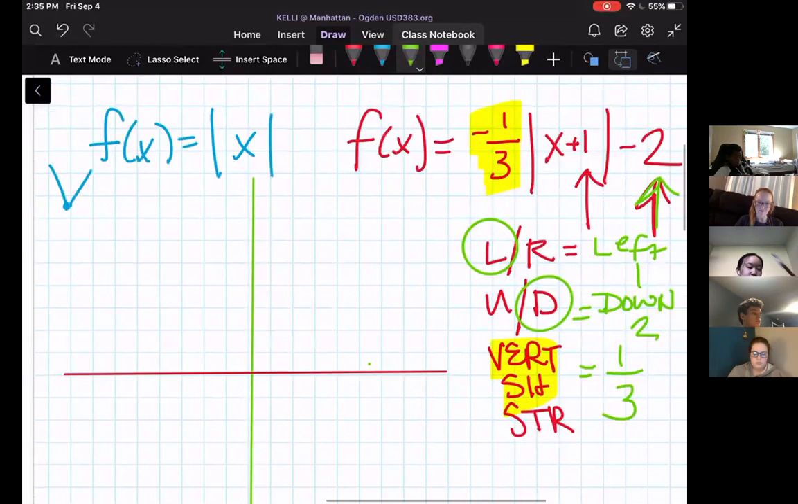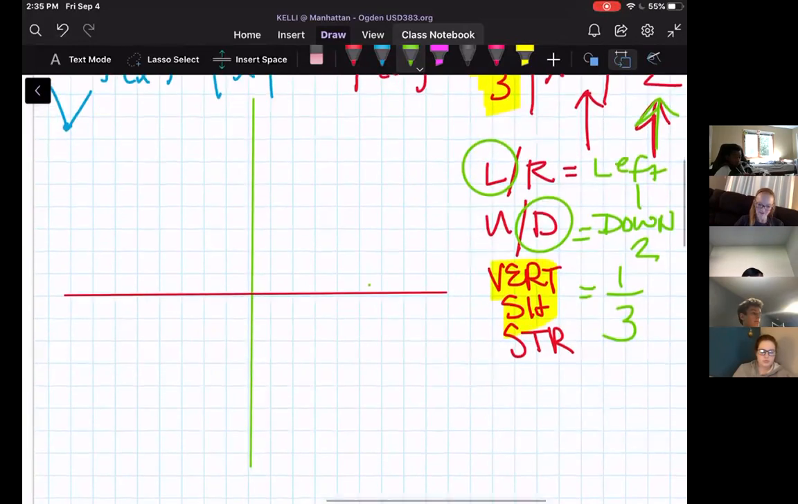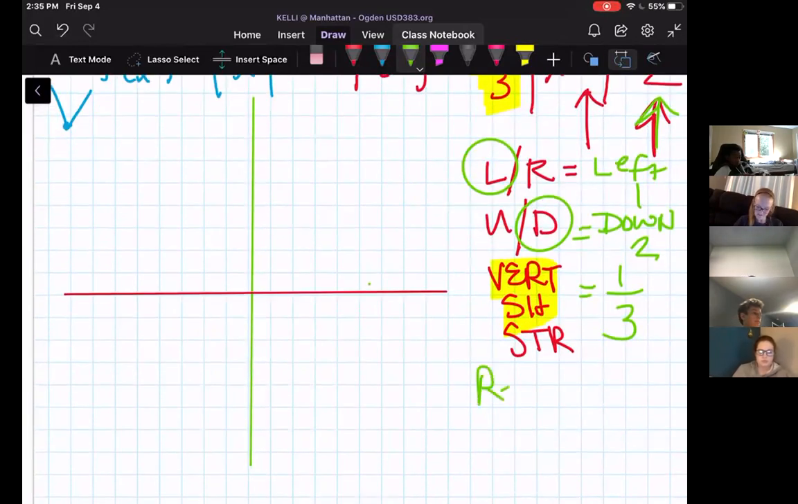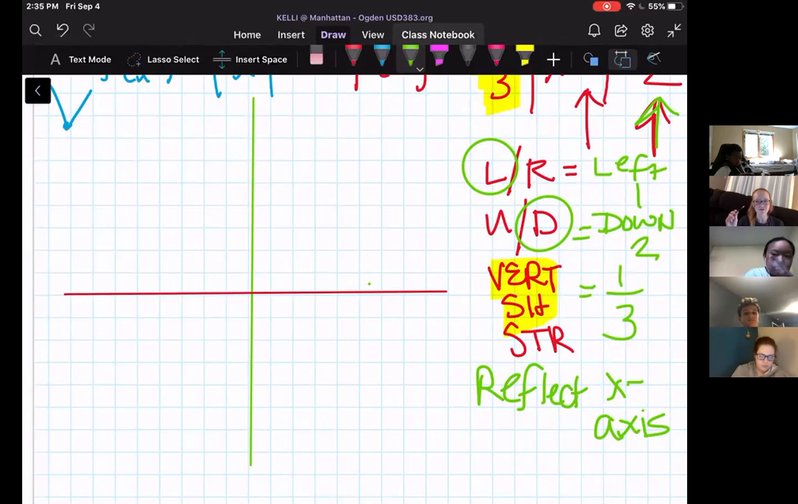What's the negative tell me? Reflecting. It'll flip. Yeah, it's reflecting. Good. It's flipping on the x-axis. It doesn't ask you to graph it, but you have to really be able to imagine what this looks like in order to find the domain and range. Like I said before, the domain, and well, let's graph this.